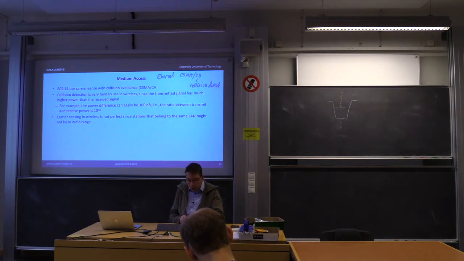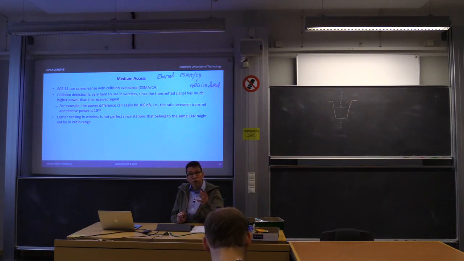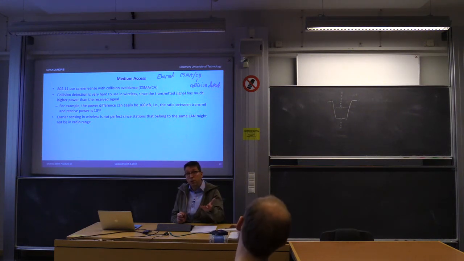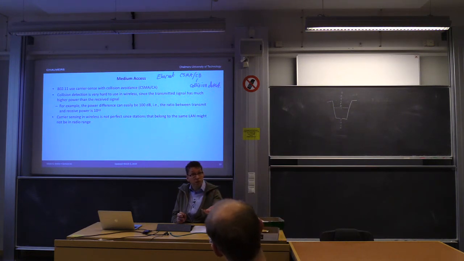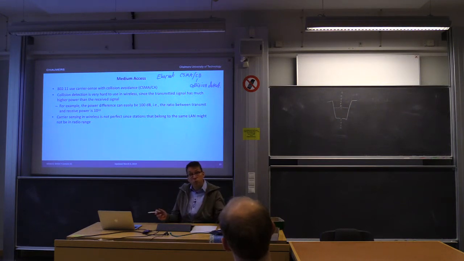So collision detection, however, is a great idea if you can do it. Collision detection essentially means that when you transmit the frame, you also monitor the medium to see whether there is a competing frame causing a collision. And if so, you stop transmitting and try again, so you don't keep on colliding for a long period of time. The problem is that it's very hard to do this in wireless.